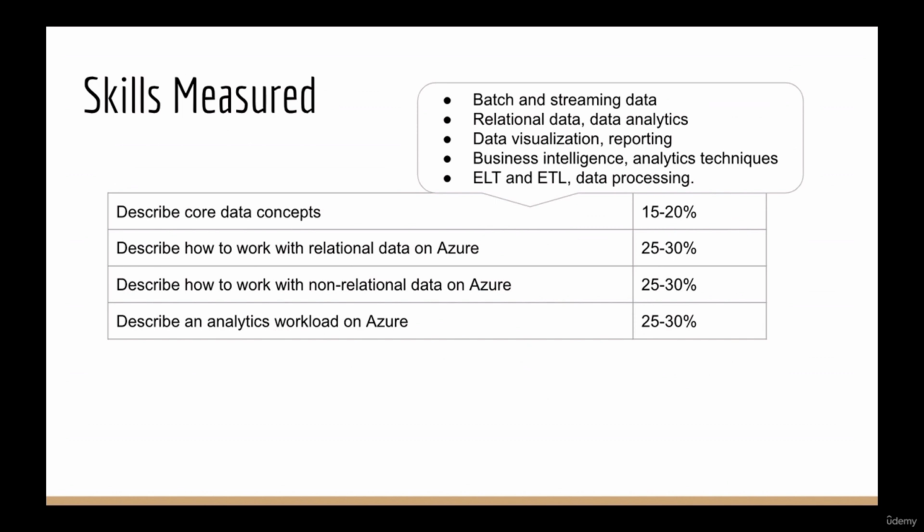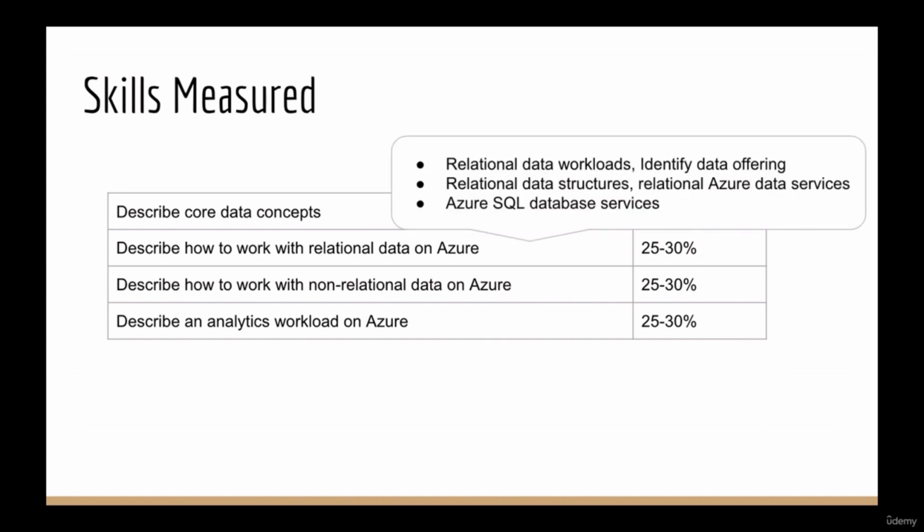The second topic of the DP-900 exam is on working with relational data on Azure, and it covers 25 to 30% of the exam questions. It comprises relational data workloads, identifying the right data offering for a relational workload, and relational data structures such as tables, indexing, and views. It also talks about relational Azure data services, Azure SQL database services, including Azure SQL Database, Azure SQL Managed Instance, and SQL Server on Azure Virtual Machine.